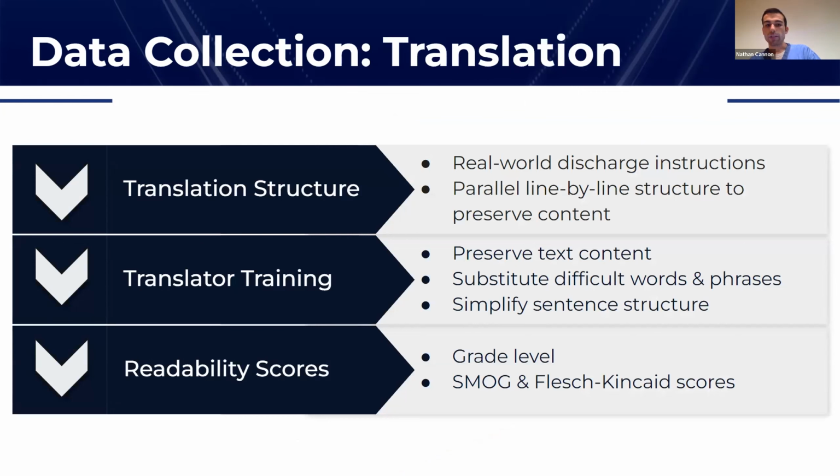So the translation process was tightly regulated to ensure data quality. Our data set needed to include paired text, an original and a simplified version. And the simplified version had to match the content of the original very closely to make sure that we didn't change its meaning. Translators were trained to focus on parallel line-by-line structure to preserve text content, substitute out difficult words or phrases, and reduce complex sentences. Then readability scores were calculated by grade level.